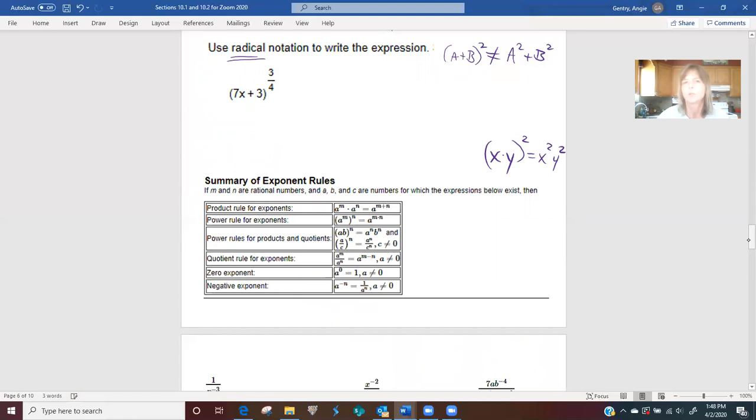That's why sometimes radical notation is really helpful. In this specific case, all it wants you to do is write it in radical notation. So you can either write it like this, or you can write it like this. Computer should take either one.